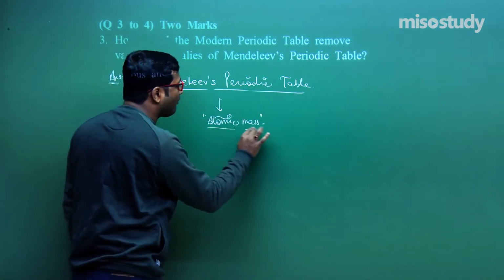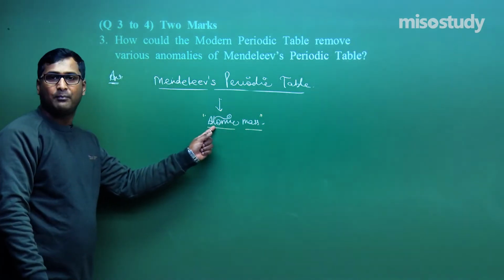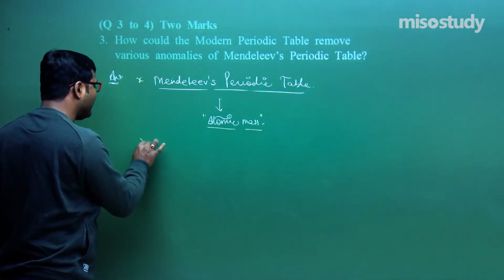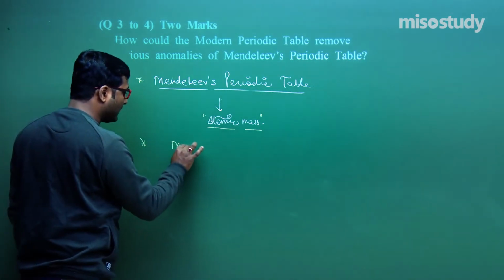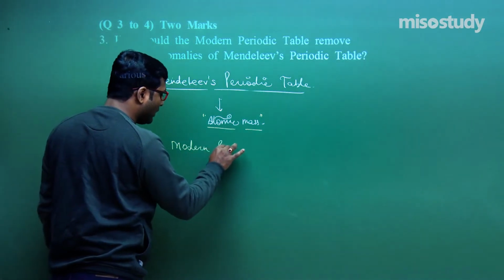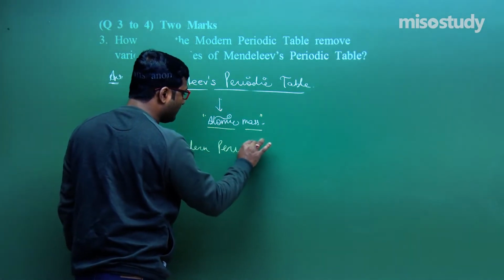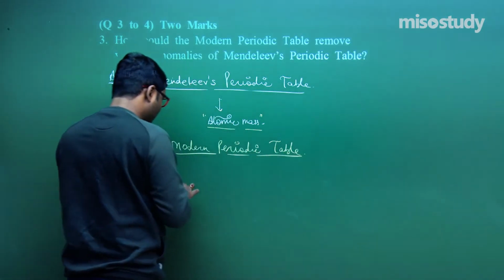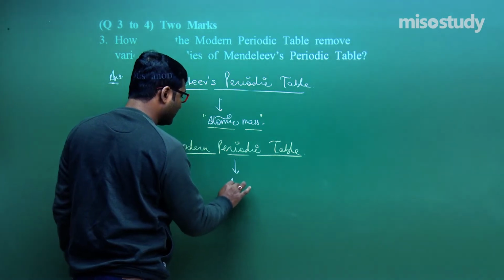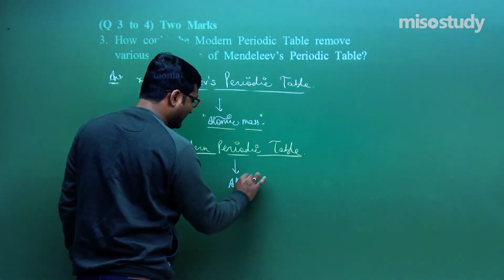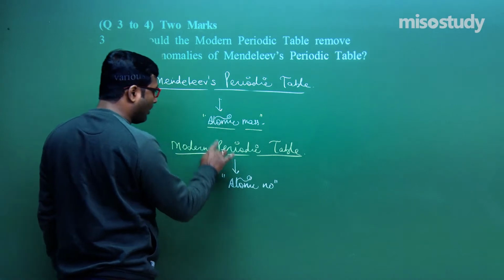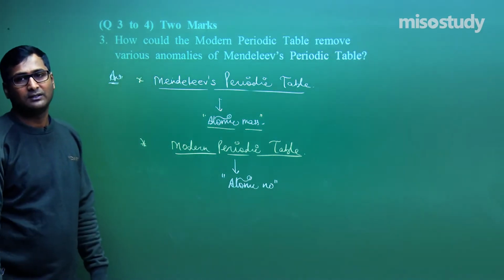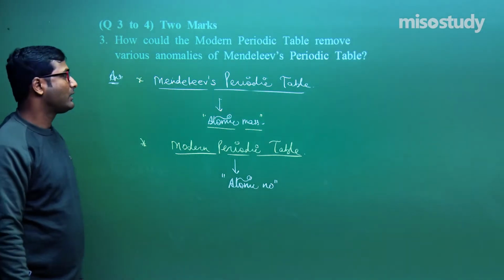He told that properties of elements are a periodic function of their atomic mass. But after Moseley's experiment, there came the new table, which is known as the modern periodic table. And this modern periodic table, we know, depends upon atomic number. That is, now the properties are not related to atomic mass. Properties are related to the atomic number of the elements. Am I right? Yes, sir, you are absolutely right.